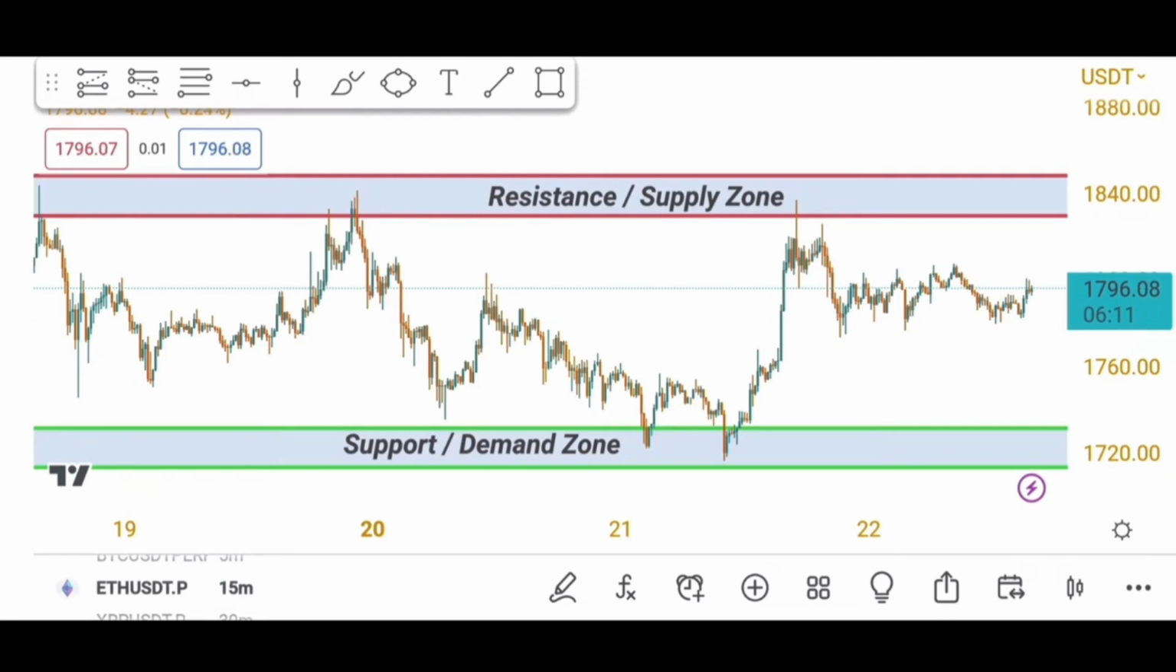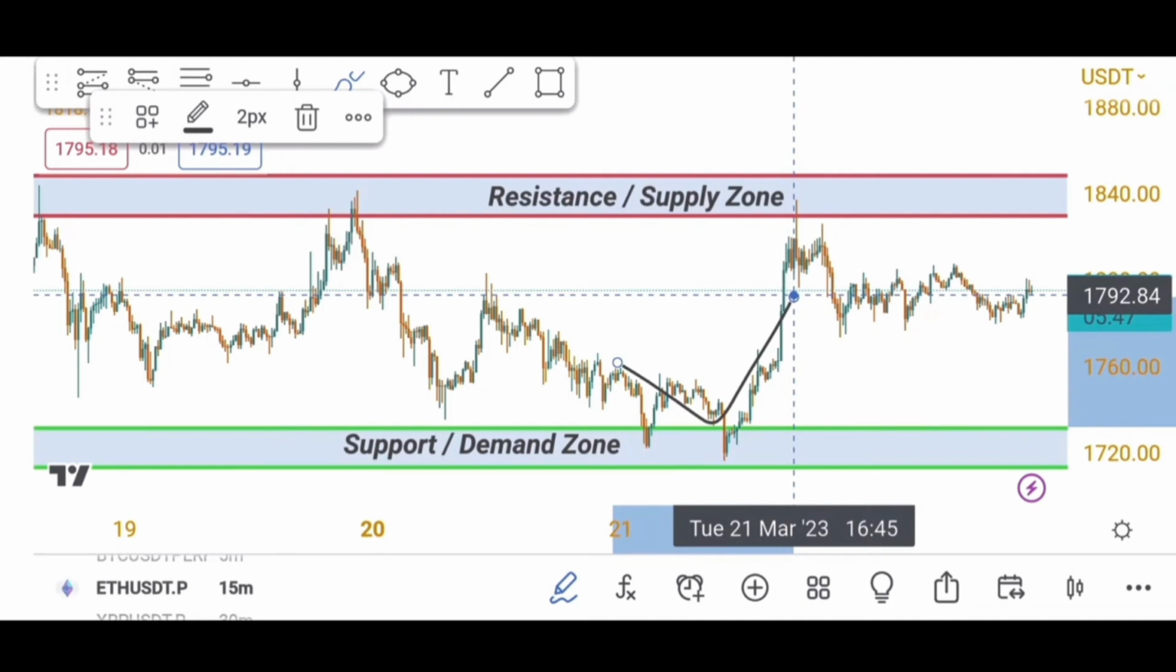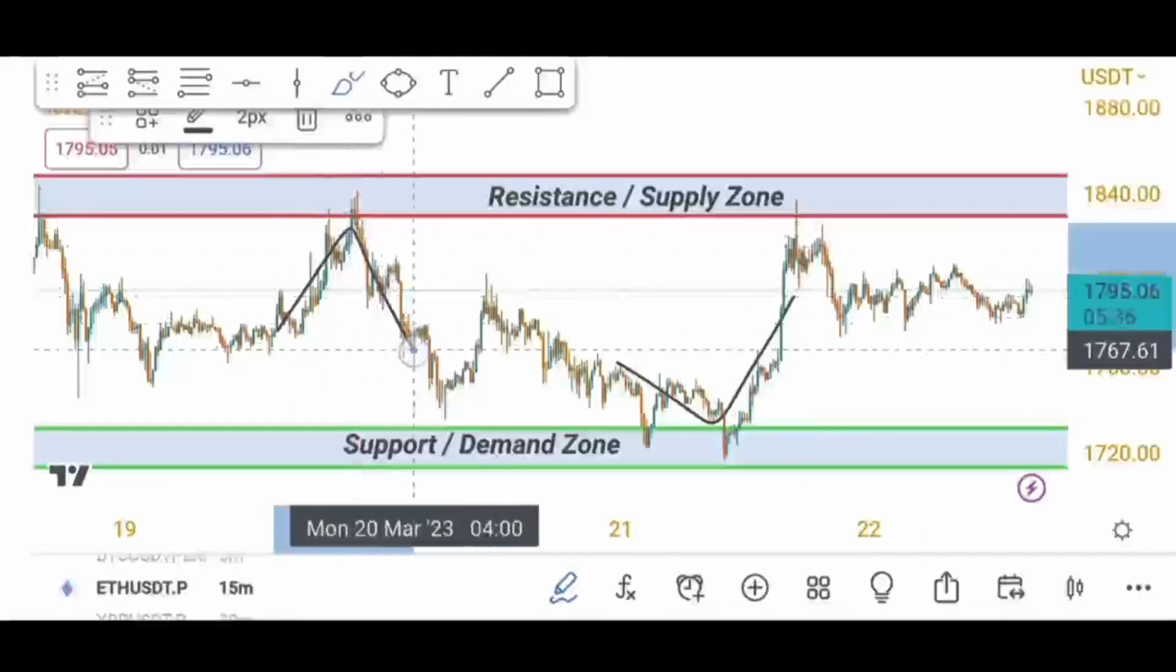Support and resistance levels are key price levels in technical analysis that represent levels of supply and demand for a particular asset. Support levels are price levels where buying pressure is stronger than selling pressure, causing the price to bounce back up from that level. Resistance levels, on the other hand, are price levels where selling pressure is stronger than buying pressure, causing the price to bounce back down from that level.